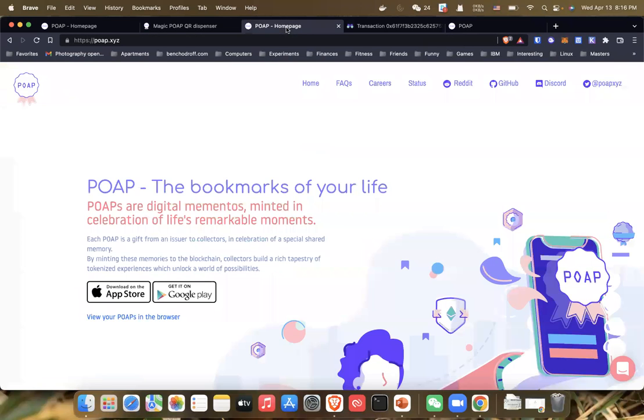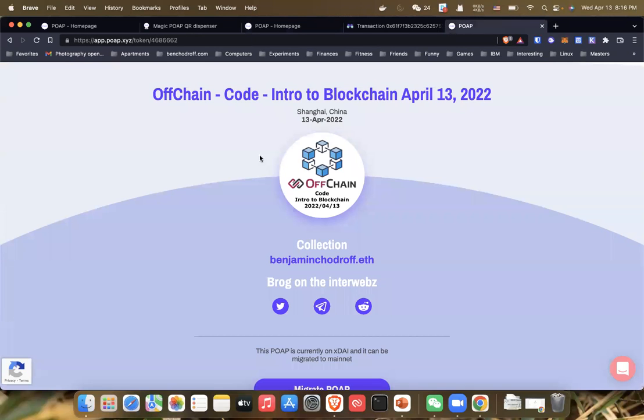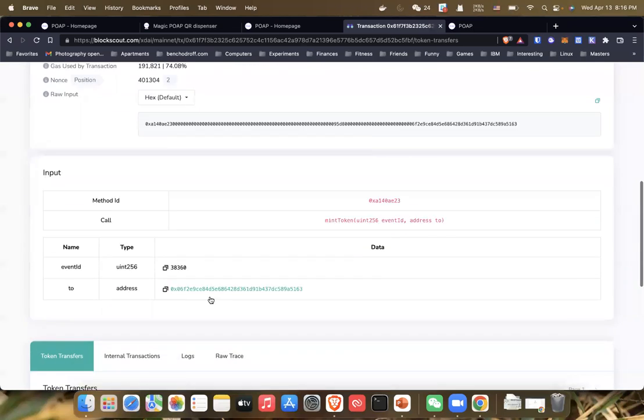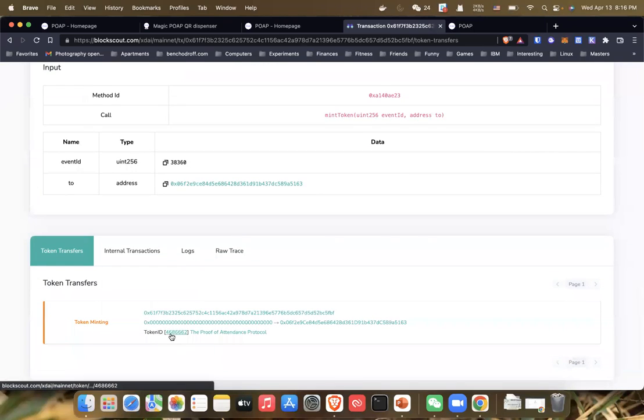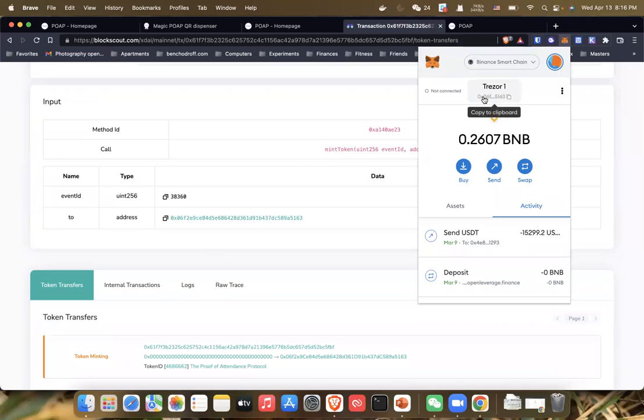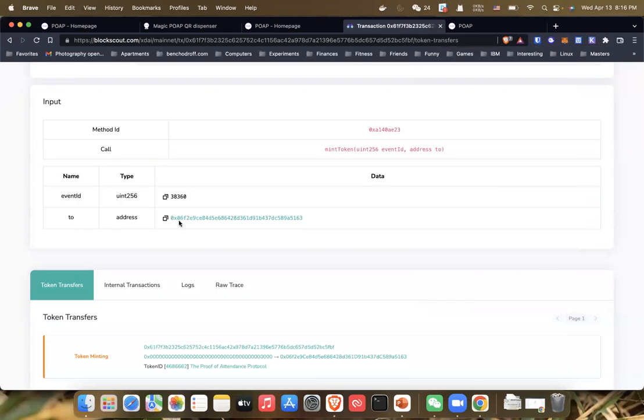I had this token 468662 with this picture. And we see in the blockchain itself, the same information being recorded, 468662. This is then being associated with my Ethereum address. It's being sent to this address. And in Metamask, I can then come and see 06F ... 565163. Yes, that is in fact me.